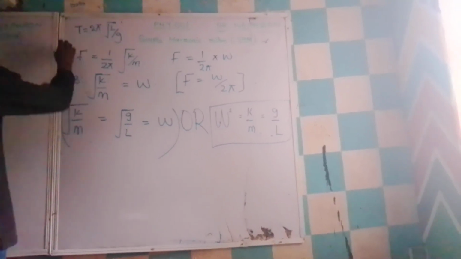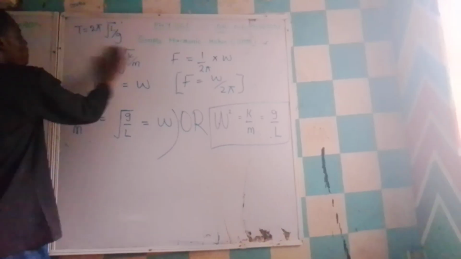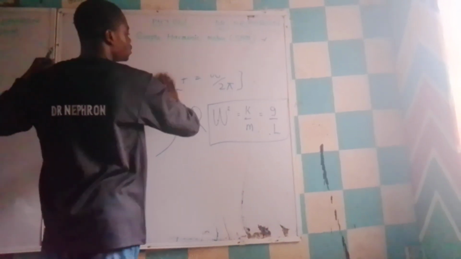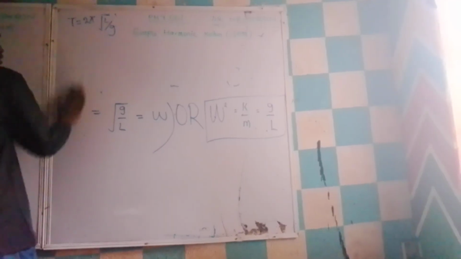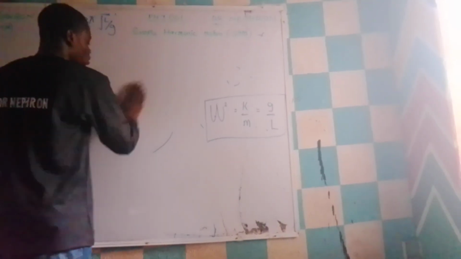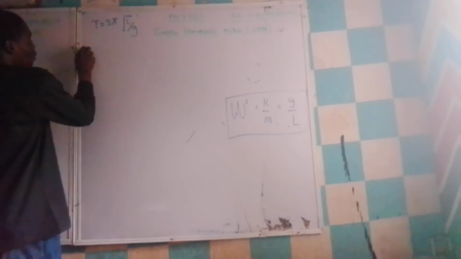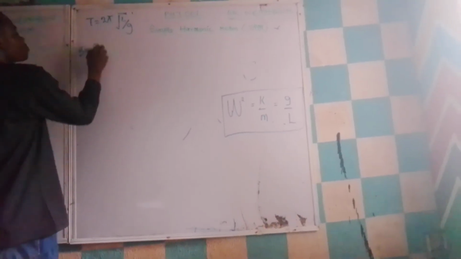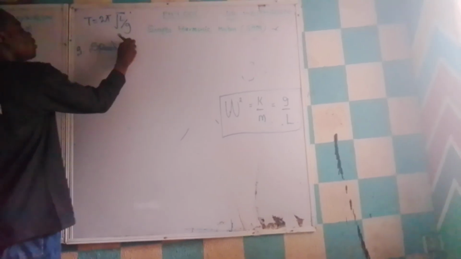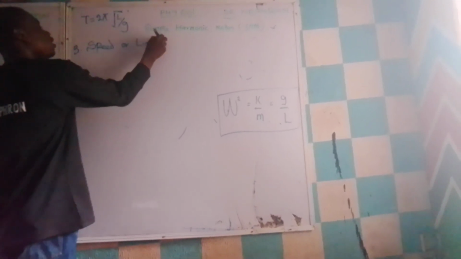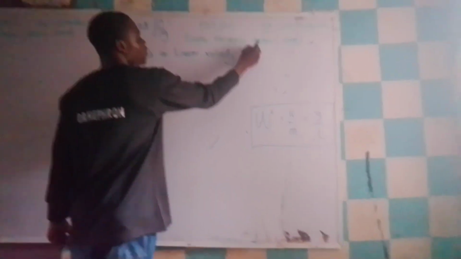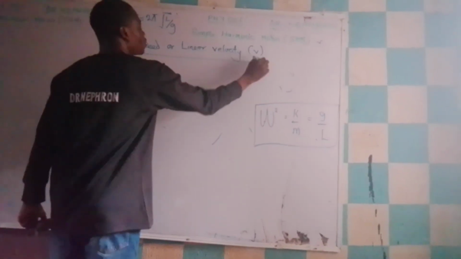Number 3: the speed, or the velocity, or the linear velocity. That's my V. The speed or the linear velocity.